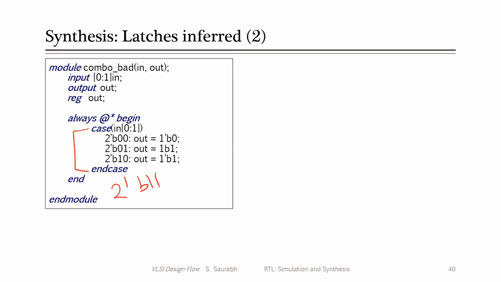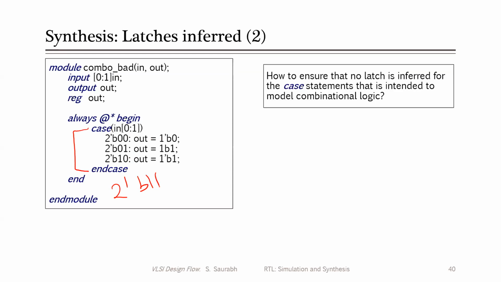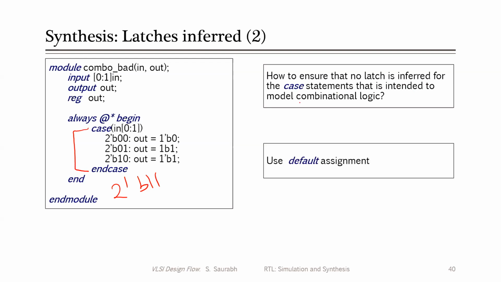Now, if we actually want a case statement to model a combinational circuit rather than a latch or flip-flop, what we should do is add a default statement. So how to ensure that no latch is inferred for a case statement that is intended to model combinational logic? We should use a default statement. So here we should say default, and in that case what the value is. Then all cases will be covered. In all cases out will be written, and therefore no memory action is required.